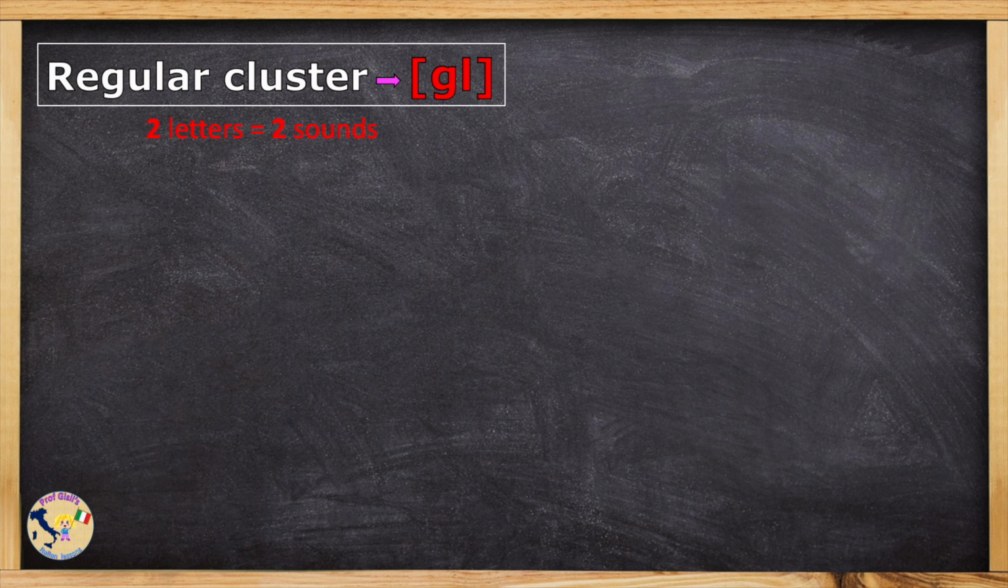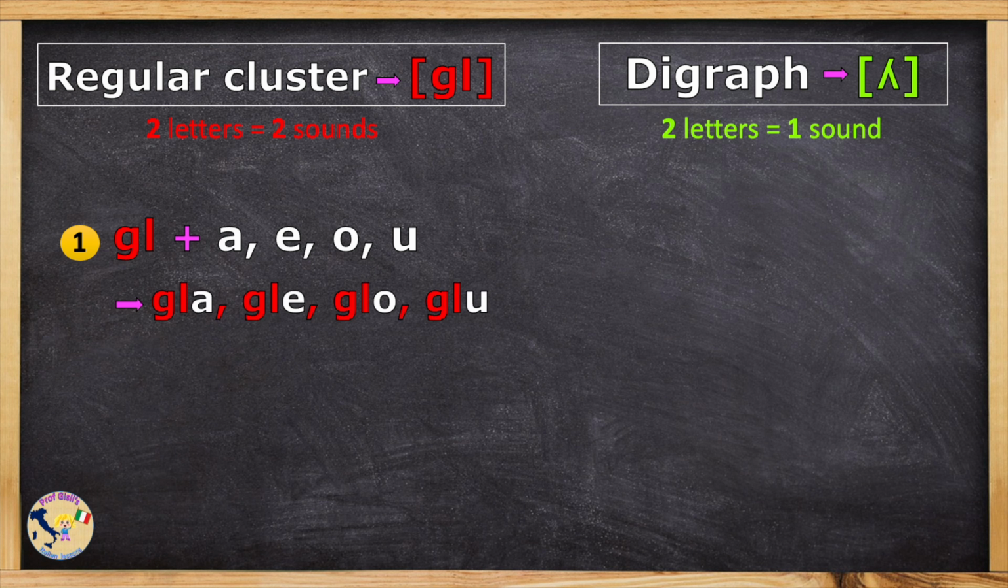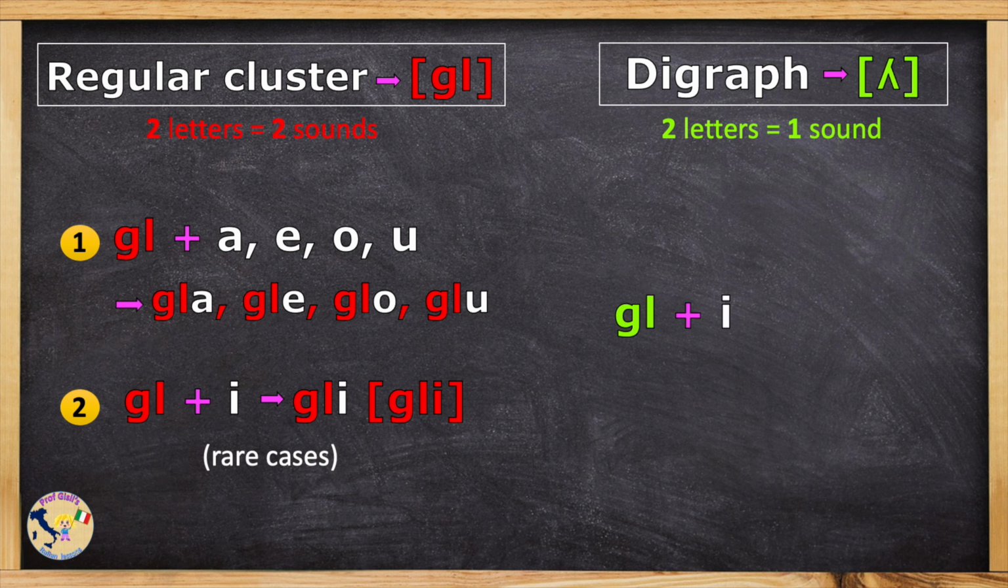When group GL functions as a regular 2-letter cluster, it sounds as GL. When it functions as a digraph, it sounds as LY. It is a regular cluster when it's followed by vowels A, E, O, U, so the combined sounds would be GLA, GLE, GLO, GLU. It also acts as a regular cluster in some words when it is followed by vowel I, and the resulting sound is GLI. However, these are rare occurrences because most of the time GL followed by vowel I functions as digraph LY and the combined sound is LI.